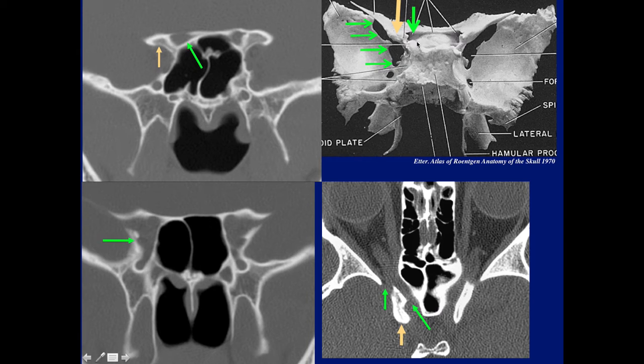On the coronal view, we can see, just like on this specimen looking from behind, here's the optic canal, the anterior clinoid, and the superior orbital fissure. And we can see on the CT, the optic canal, this is the anterior clinoid, and here's the superior orbital fissure, just slightly more anterior. Because the greater wing of the sphenoid is very thin here, we will occasionally not see the entire outline of the superior orbital fissure. And again, here it is on the axial.